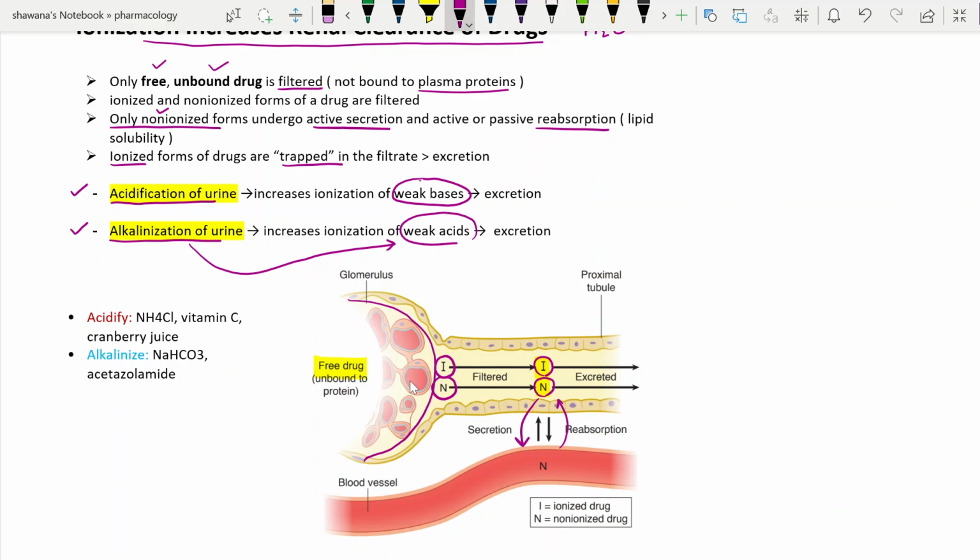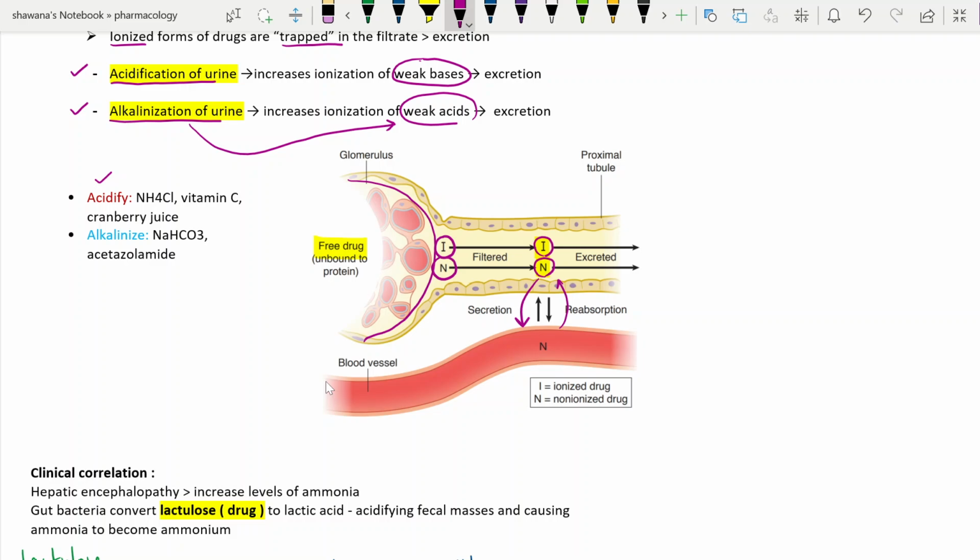What are the substances or molecules that acidify or alkalinize the urine? For acidification there are many, but ammonium chloride, vitamin C, and cranberry juice. For alkalinization purposes, we use sodium bicarbonate and acetazolamide. These are used for acidification and alkalinization, respectively.